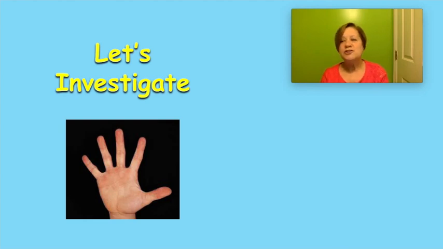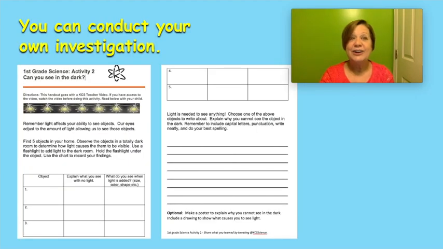Now, I want you to remember that the reason that we could see things when we turn the light on was because we have to have light to make something visible for us to see it. You can conduct your own investigation. You can print this activity off, and it suggests that you find 5 different objects in your house and go into a dark room like a closet or a bathroom. That's where I am. And then turn everything off.